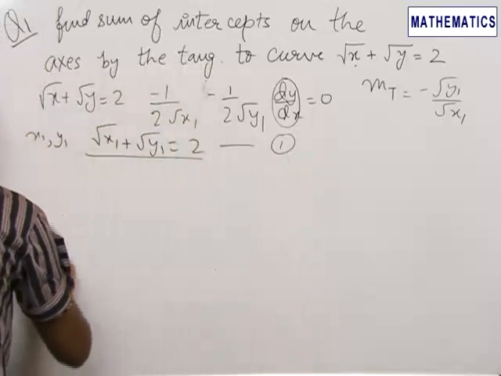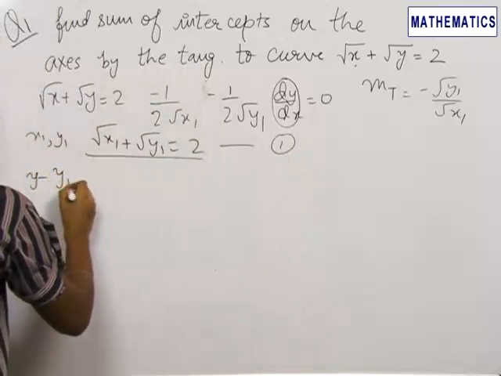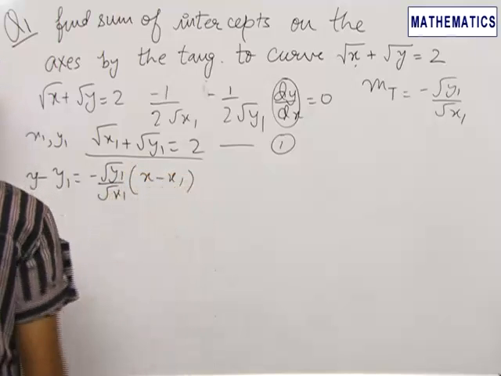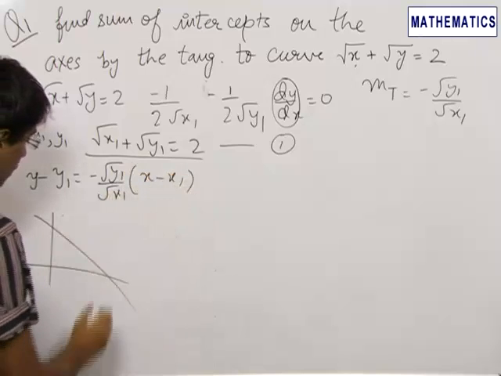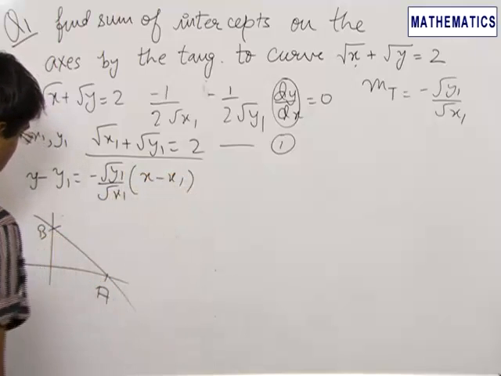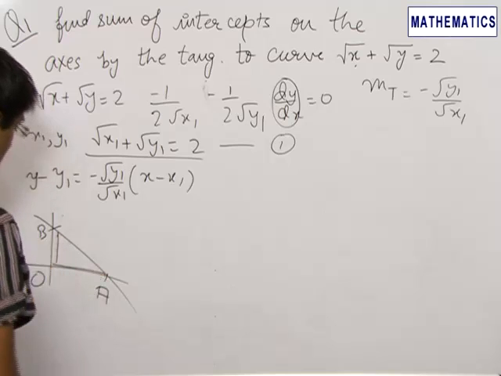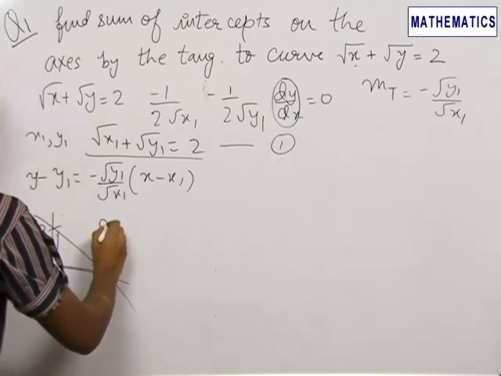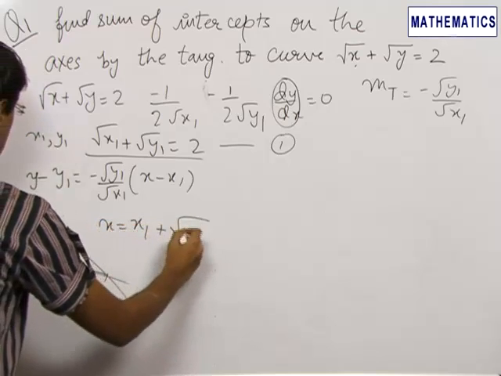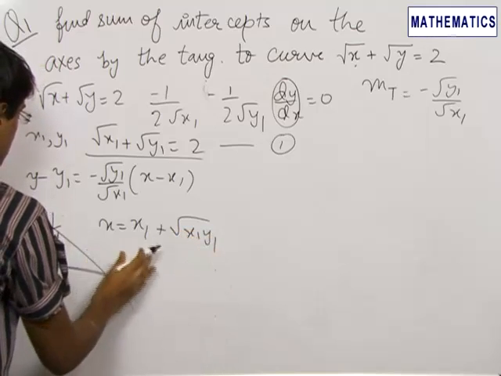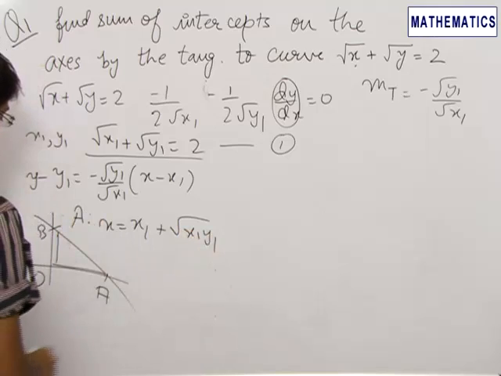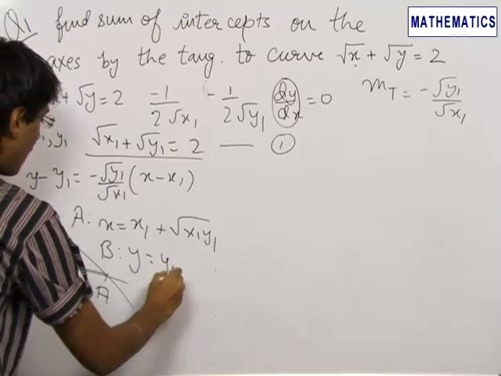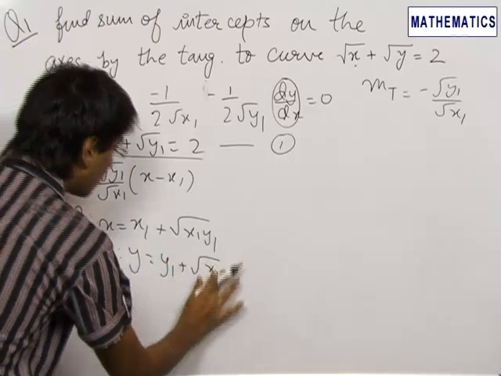So let us write the equation of tangent at x1 comma y1. We have y minus y1 equals minus root y1 upon root x1 into x minus x1. Now this tangent is cutting the coordinate axis, let's say at point A and point B, and we need to find OA plus OB. For A, we put y equals 0, so we'll get x equals x1 plus under root x1 y1. This is the coordinate of point A. For point B, we put x equals 0, so we get y is equal to y1 plus under root x1 y1.